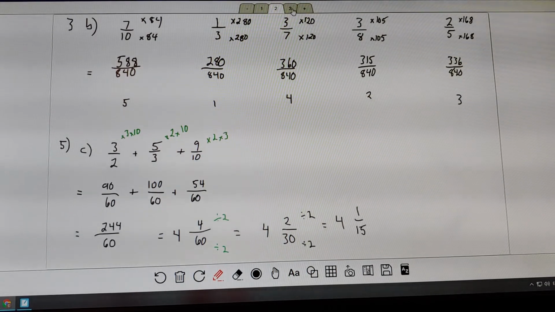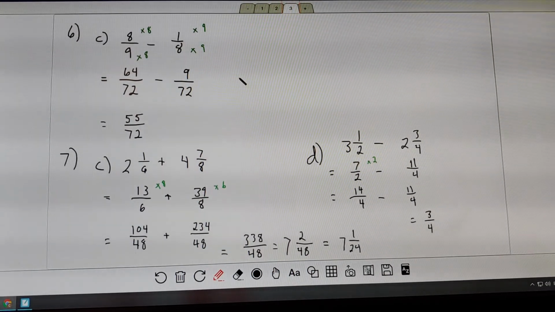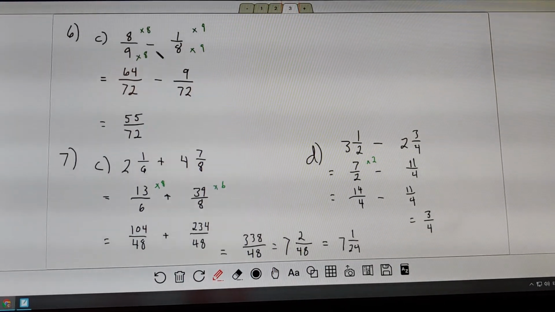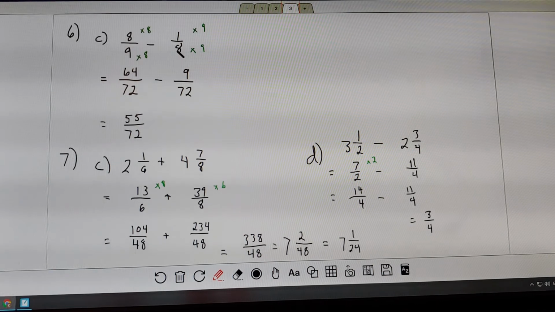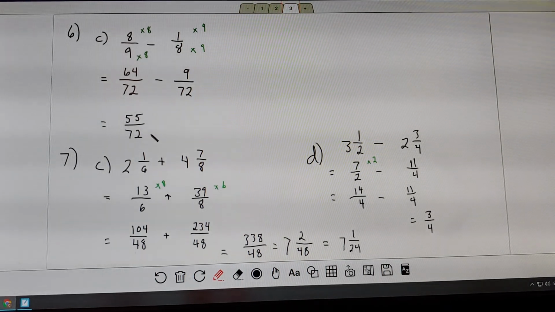Okay, moving on. Last 2 questions. 6 asked us to subtract, so I chose C. Common denominators first. Just multiplied by the other denominator. So this fraction by 8, this fraction by 9, gave me 64 over 72 and 9 over 72. Subtract the numerators, gives me 55 over 72, and that one happens to be in lowest terms already.